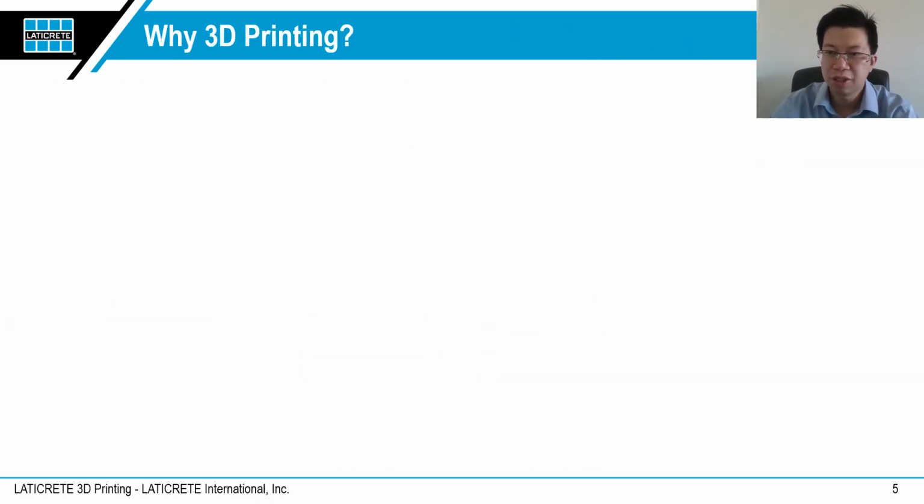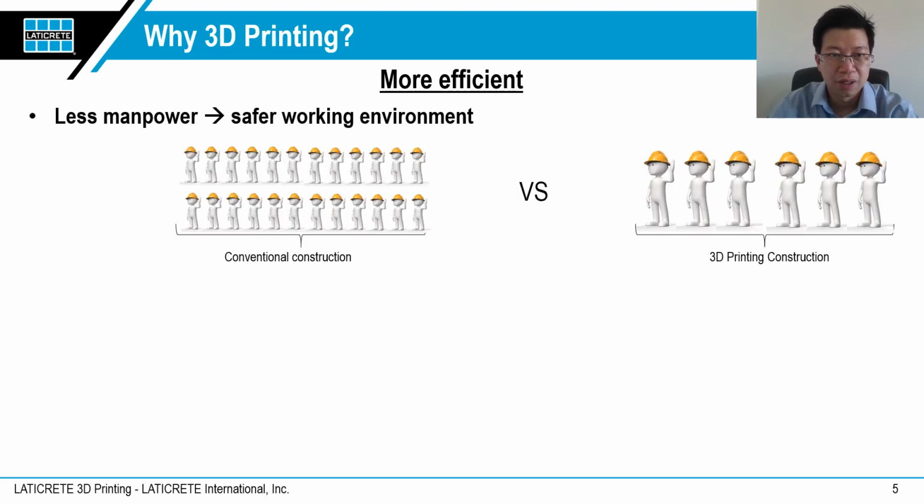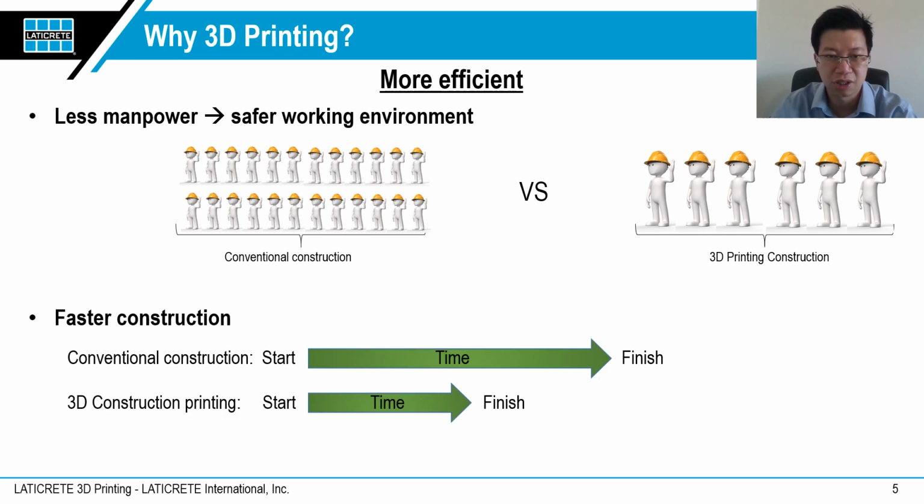So why is 3D printing gaining popularity in the construction area? First of all, this method is proven to be more efficient than the conventional method. It can reduce the manpower significantly, creating a safer working environment as a result of the reduction in the number of people needed to work. Moreover, this technique enables faster construction as compared to the conventional method.